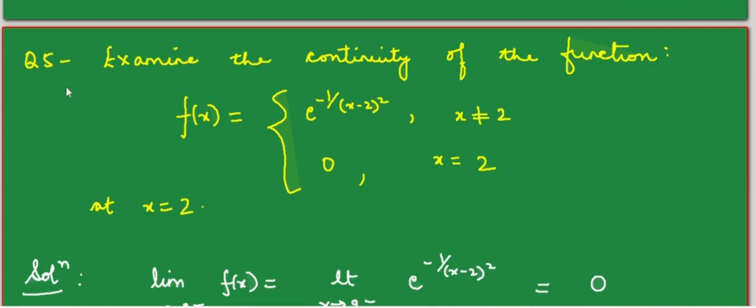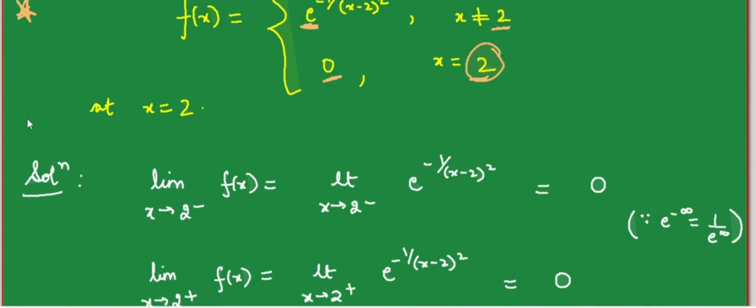Now look at this sample problem. We have to examine the continuity. Again, there's a function which is branched. There's a break happening at 2. f of 2 has been defined separately as 0, whereas the left and right answers are given by e to power minus 1 by (x minus 2) square. Now the important point here, because of which this has been included in this miscellaneous set, is going to be conveyed in a little while to you.